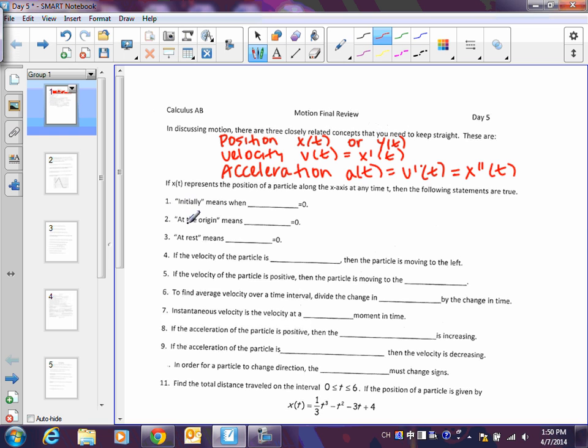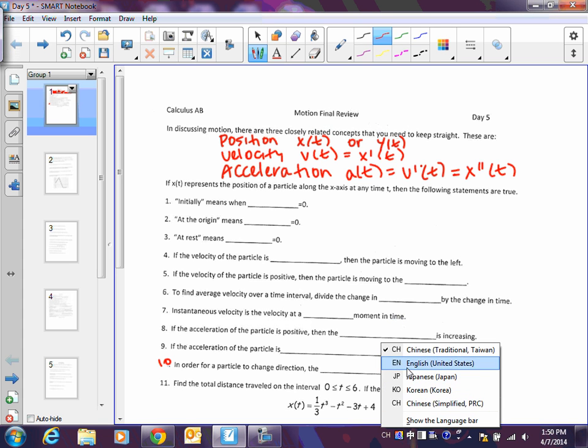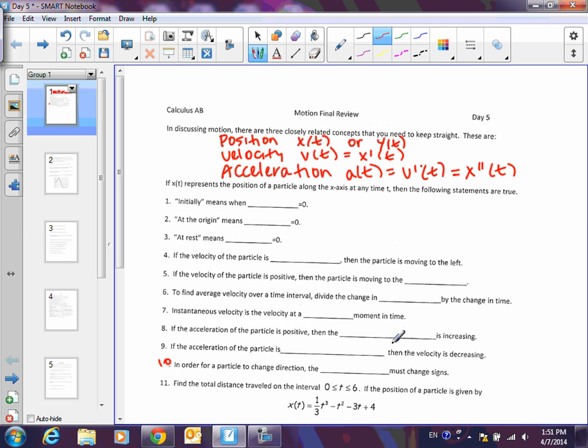So I want you to look through 1 through 10. There should be 10 right here. And I want you to see how many of these blanks you can fill out in a minute. If you don't know one, skip it and go to the next.